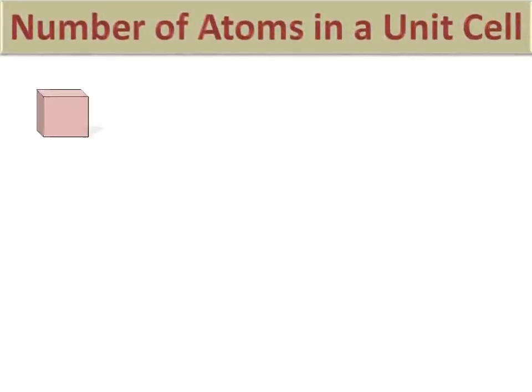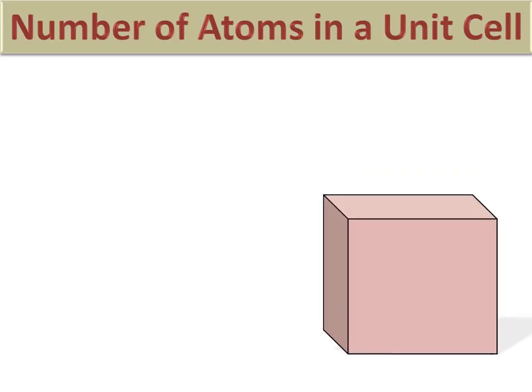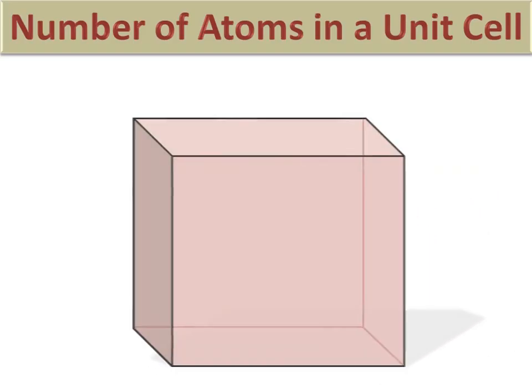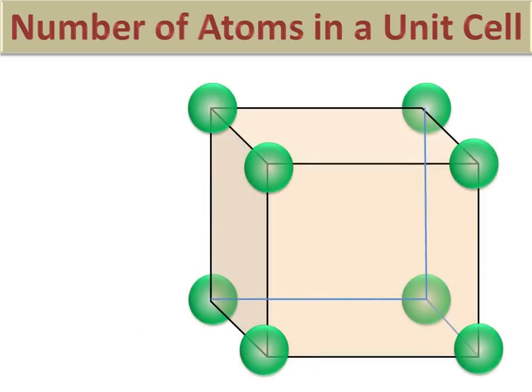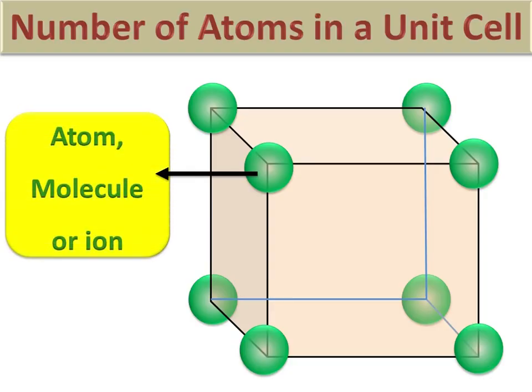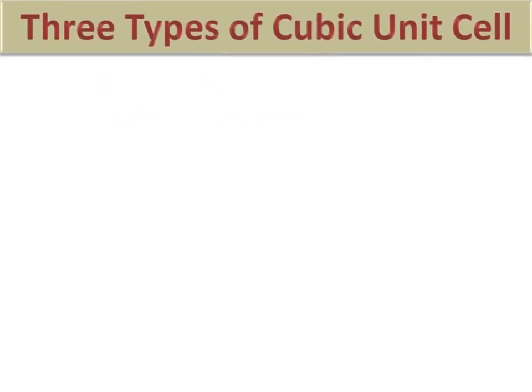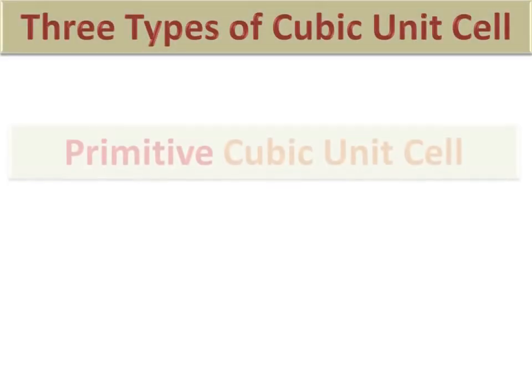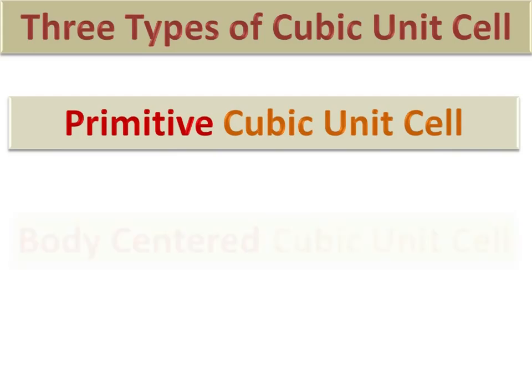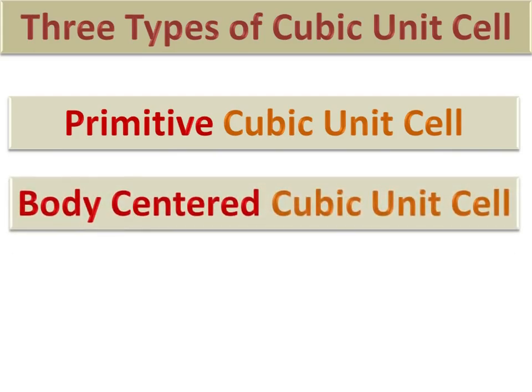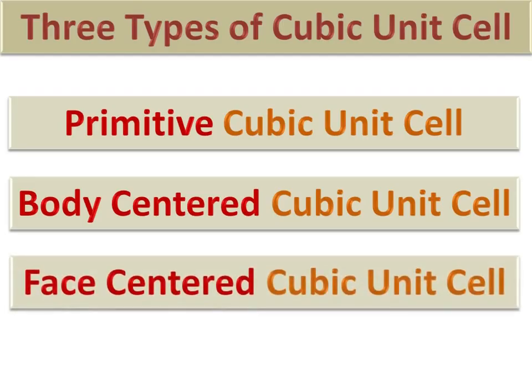Number of atoms in a unit cell. Every lattice point is occupied by one constituent particle. It may be an atom, molecule, or ion. For simplicity, assume that the constituent particle is an atom. We shall consider three types of cubic unit cells: primitive cubic unit cell, body-centered cubic unit cell, face-centered cubic unit cell.